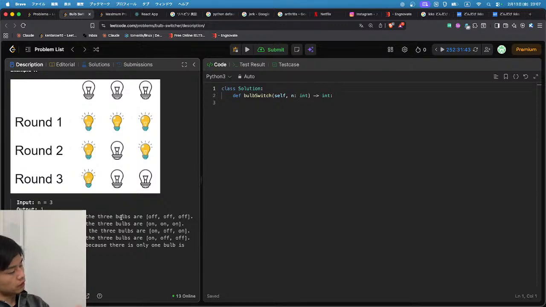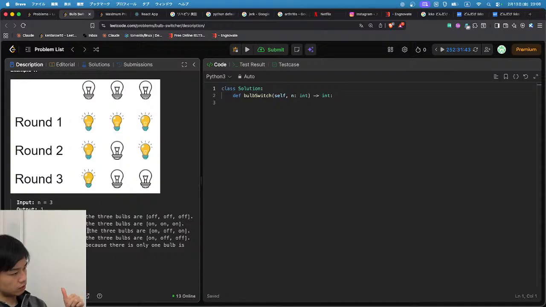At first, the 3 valves are off. After the first round, the 3 valves are on. After the second round, the third valve is on. After the third round, the 3 valves are off, because for the first round, every valve is switched, so it becomes from off to on.